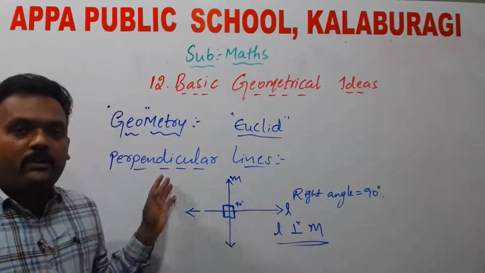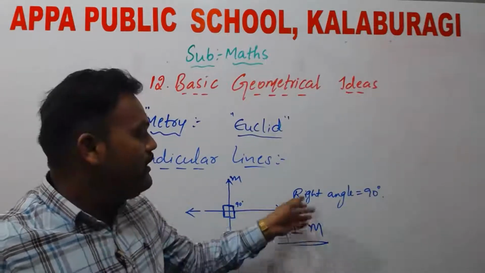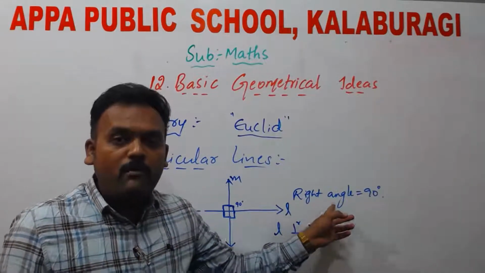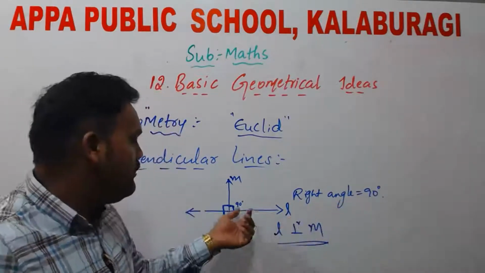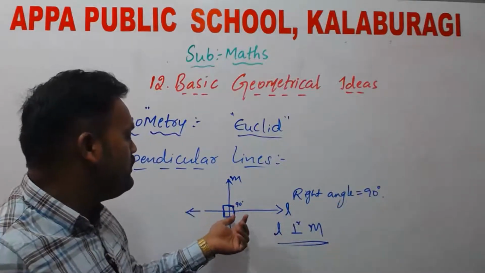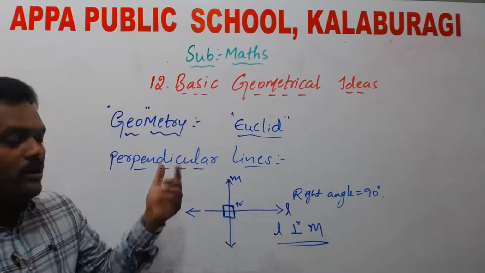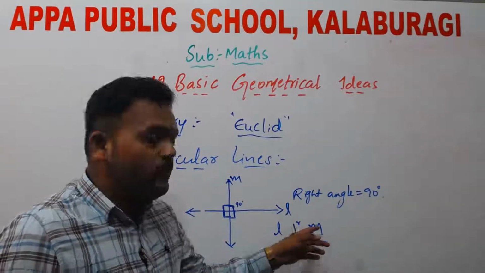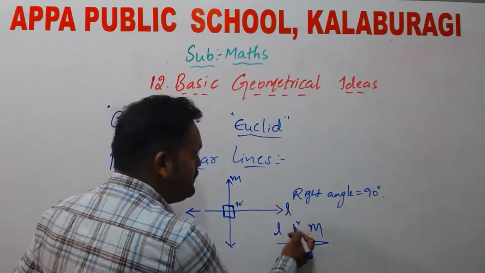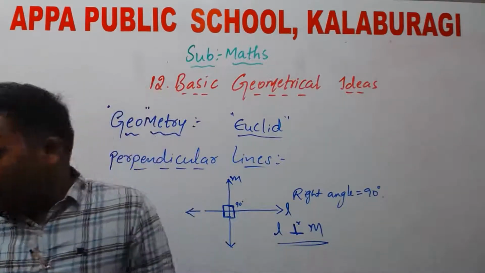Okay, perpendicular lines means the lines which intersect each other and form an angle, and one of the angles is a right angle. You see, one of the angles is 90 degrees. Here also 90, 90, 90, 90. Okay, that is called perpendicular lines. How to represent perpendicular lines? L is perpendicular to M. Like this. This represents perpendicular lines.